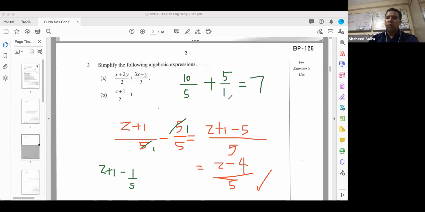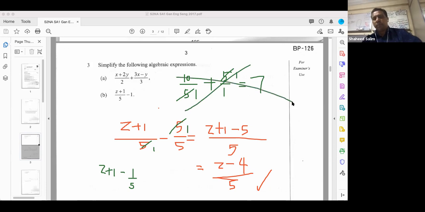Let's say now we do what you do. I cancel 1, cancel 1, cancel 1. 10 divided by 1 is 10, plus 1, 11. You have changed the whole equation. Wrong. Cannot. So I repeat: you combine the denominator, then you become Z minus 4/5. I hope you're okay.